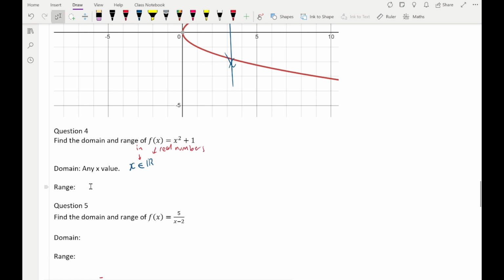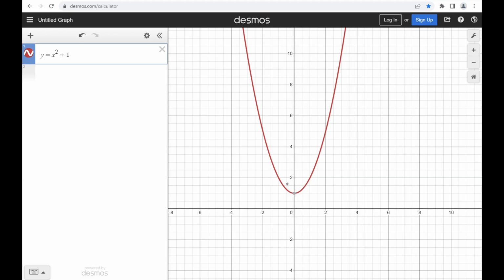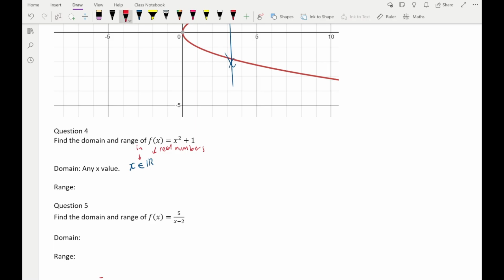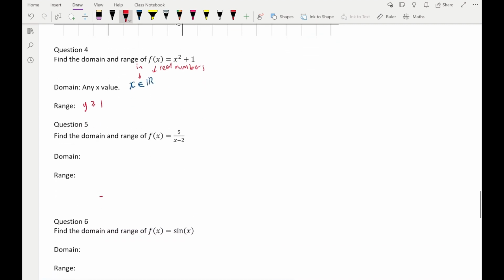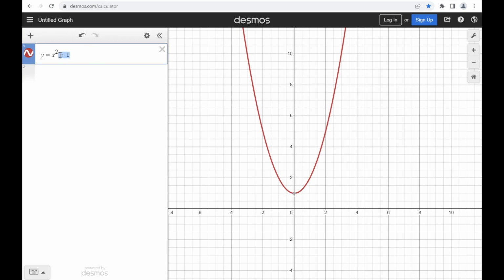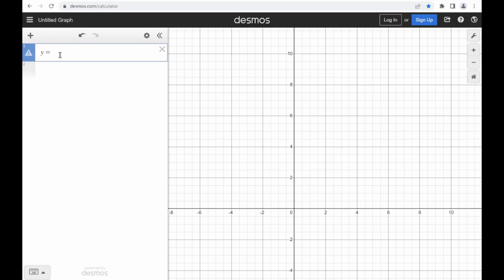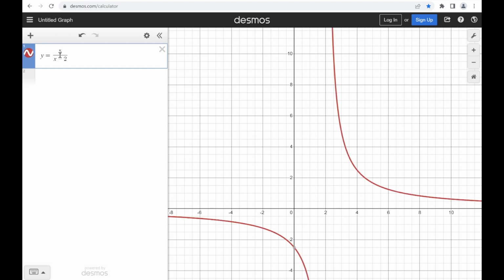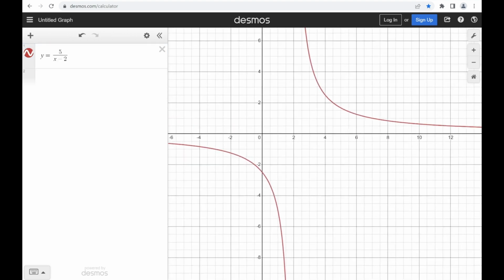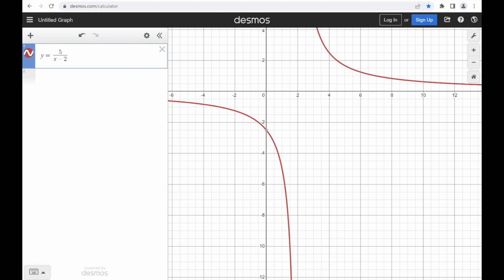Okay, range. So this gets a bit trickier, but you can see it never goes any lower than y equals 1. So the range is going to be y has to be greater than or equal to 1. You have y being equal to 1 when it hits that point, but it has to be greater than or equal to 1. Now, next one we got 5 over x take 2. Let's have a look.